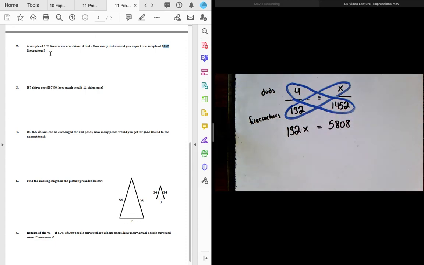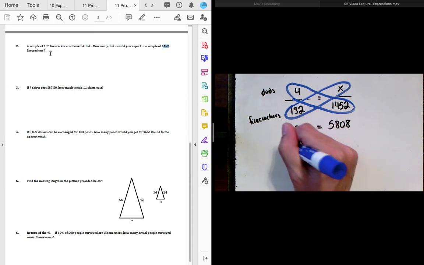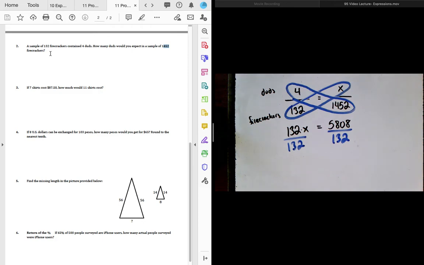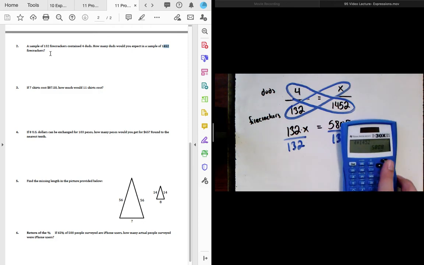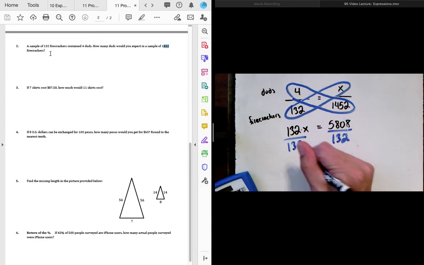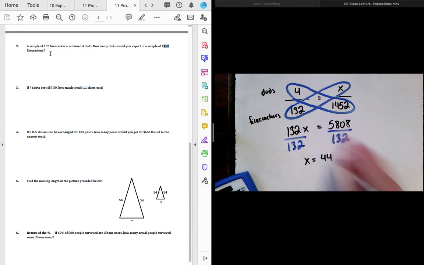Again, we have multiplication in here. So to solve, I'm going to divide both sides by 132. So going back to my problem, I have 5,808 here. I want to do 5,808 divided by 132. When I do that, I get 44. And so the x value here is 44. It's a word problem, so you should get in the habit of putting your unit on there. 44 duds. We expect in a case of 1,452 fireworks that 44 of them are going to be duds.